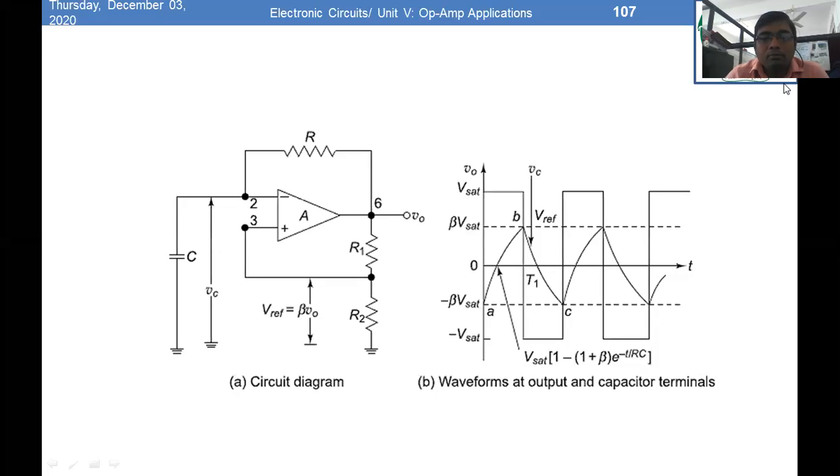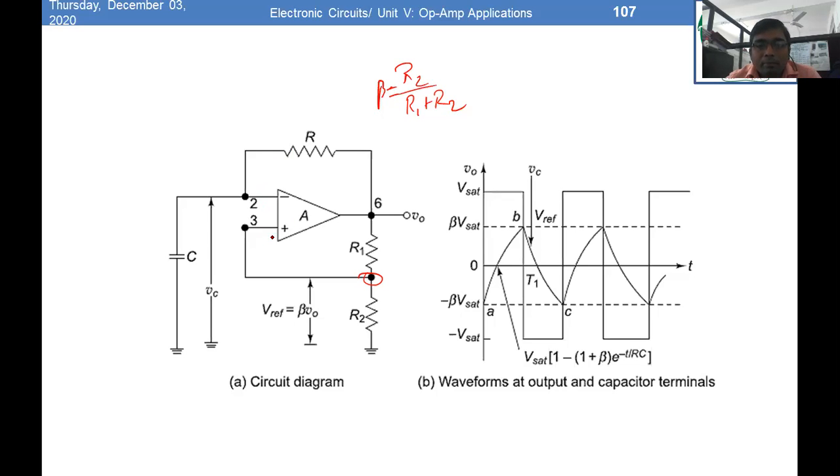You can see this diagram, the diagram of the square wave generator, or the astable multivibrator. Please note down this diagram. Here you can see that the output voltage is fed back through the feedback path consisting of the resistances R1 and R2, and the voltage at this point is considered the reference voltage, beta V0. Beta is R2 upon R1 plus R2. That is your beta, the feedback factor.